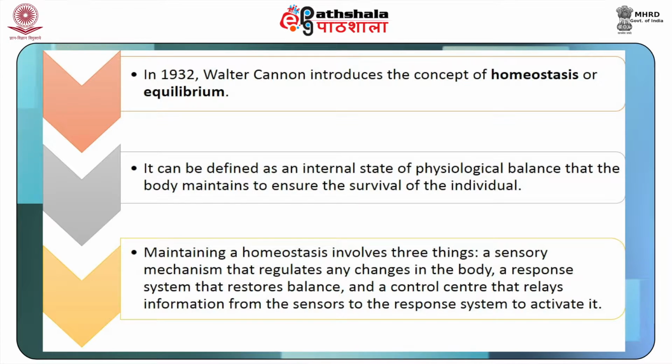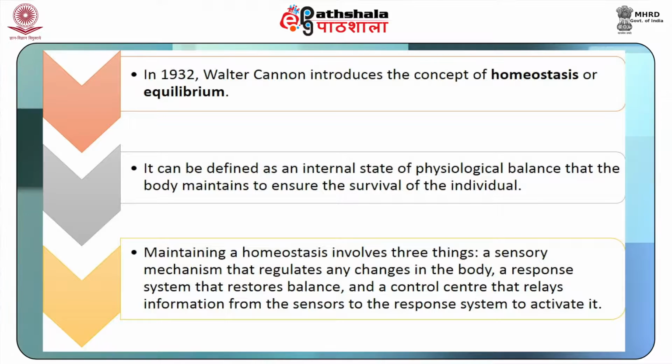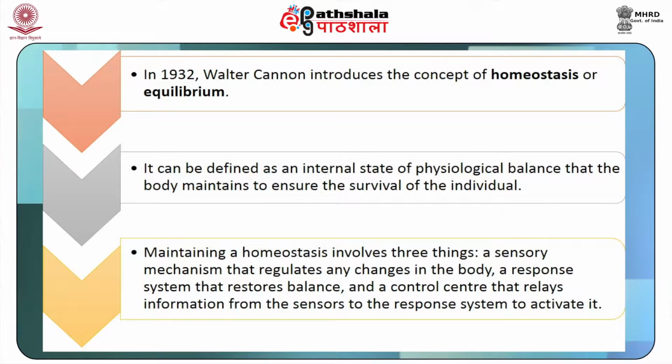In 1932, Walter Cannon introduced the concept of homeostasis or equilibrium. It can be defined as an internal state of physiological balance that the body maintains to ensure the survival of the individual. Maintaining homeostasis involves three things: a sensory mechanism that regulates any changes in the body, a response system that restores balance, and a control center that relays information from the sensors to the response system to activate it.